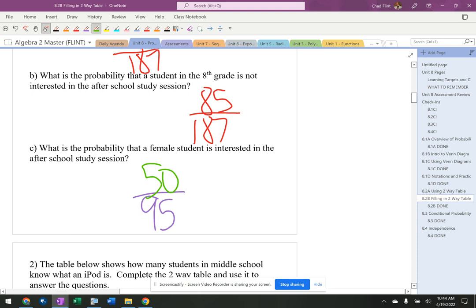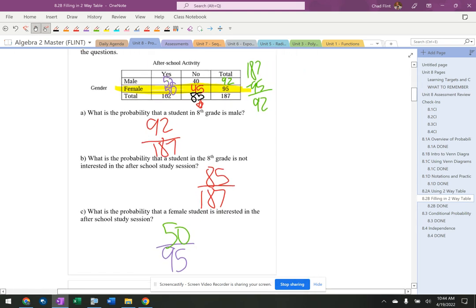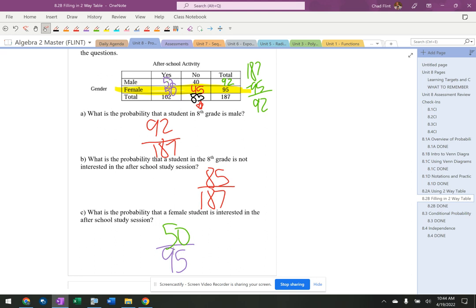The big thing with these two-way tables is they're consistently asking you questions where you don't use everybody. It limits it to one column or one row. Those are actually conditional probabilities, which we'll talk about a little bit later in this unit. But this is kind of the lead into those conditional probabilities. When it's in a table, it's very easy to answer the questions. When it's not, there are some formulas and things that we'll have to look at.